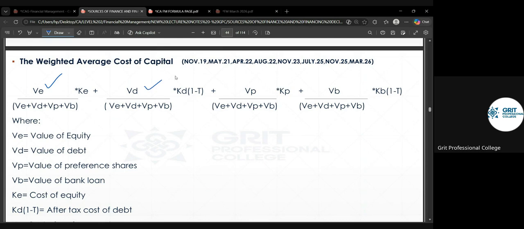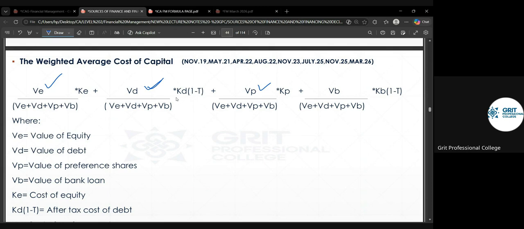This one is for your bond or debenture, your debt. This one is your preference shares. And then sometimes the company can even go for a bank loan. Clearly, a bank loan is also a debt financing source, but it is quite different from your normal bonds, which is also a source of debt finance. So that is why we have the two here.